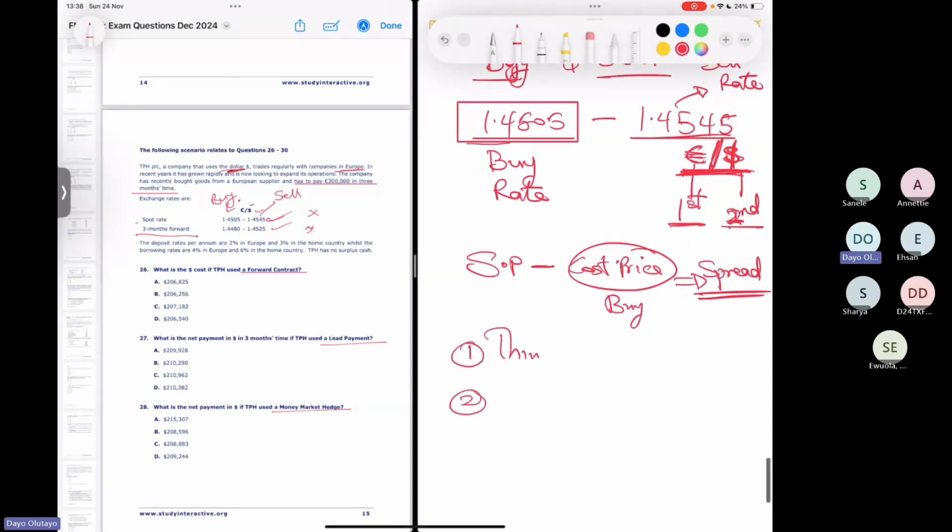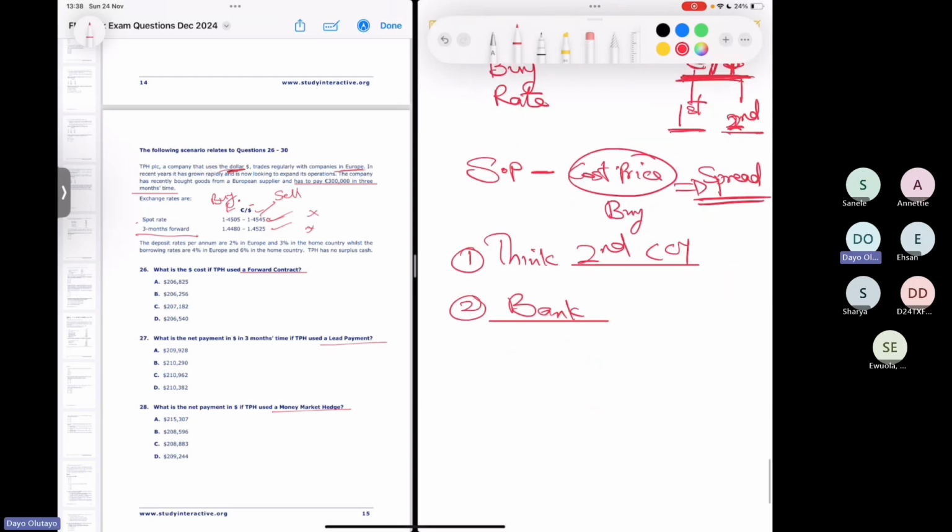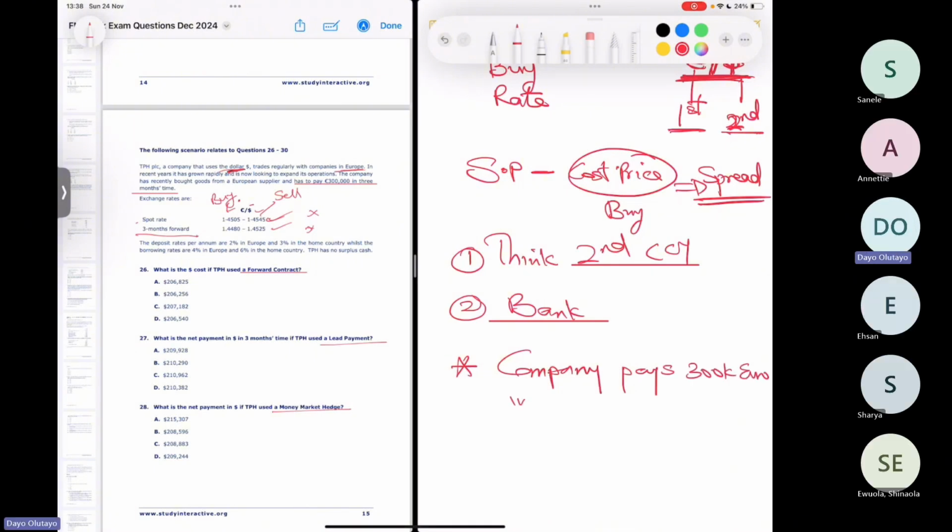Only think about the second currency and what is the bank doing on the second currency. So you think second currency, you think bank. In this question that we are looking at, what we know is that you cannot know straight away what the bank would do. First of all, you need to know what the company is doing. What we know the company is doing is that company will pay 300k euro, yeah, in future.